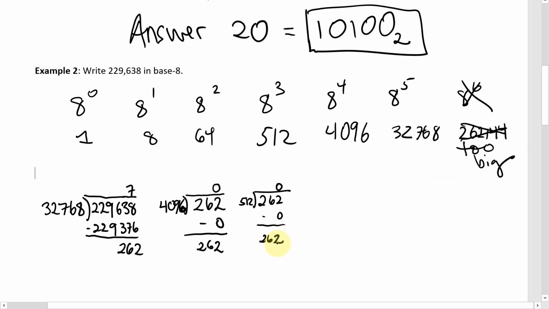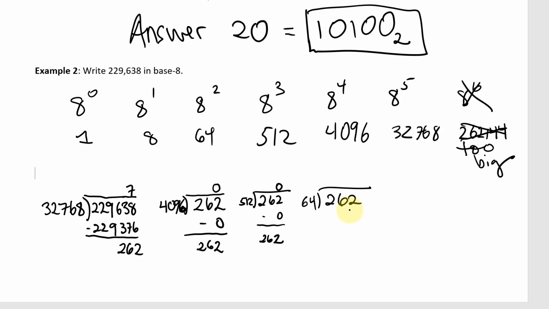So I'm now going to use the 262 and divide by the next lower power, which is 64. 64 does go into 262, so we'll just use a calculator to speed that up. 262 divided by 64 goes about 4 times. And 4 times 64, that's 256. We'll put 256 there and subtract. So the difference there would be 8. Sorry, actually the difference is 6.